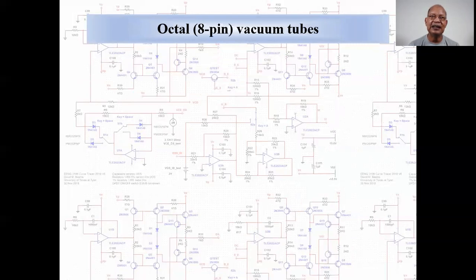Octotubes with 8 pins and a bakelite base were introduced in the early 1930s. The 8 pins were arranged symmetrically, but a central locating key allowed the tube to be inserted into its socket in only one way.